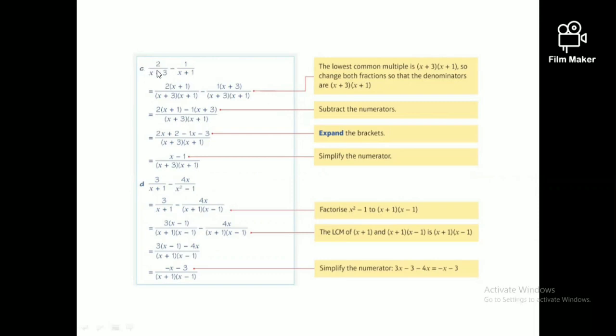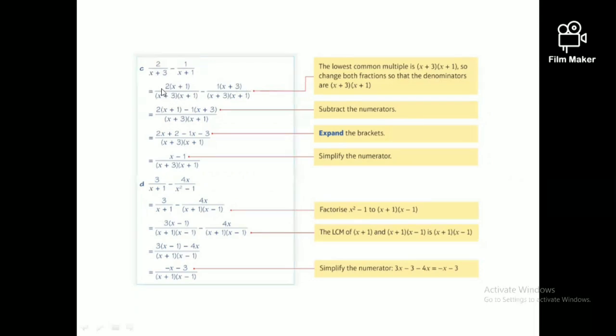Okay. If you come up with this question, 2 over x plus 3 minus 1 over x plus 1. If you take the LCM, that is x plus 3 into x plus 1. Now, see how many x plus 3 terms are there. To check it, cover this denominator from here. If you cover the denominator, remaining term is x plus 1. Therefore, multiply this 2 with x plus 1. For this denominator, cover this one. If you cover this, remaining is x plus 3. Therefore, minus 1 should be multiplied with x plus 3.